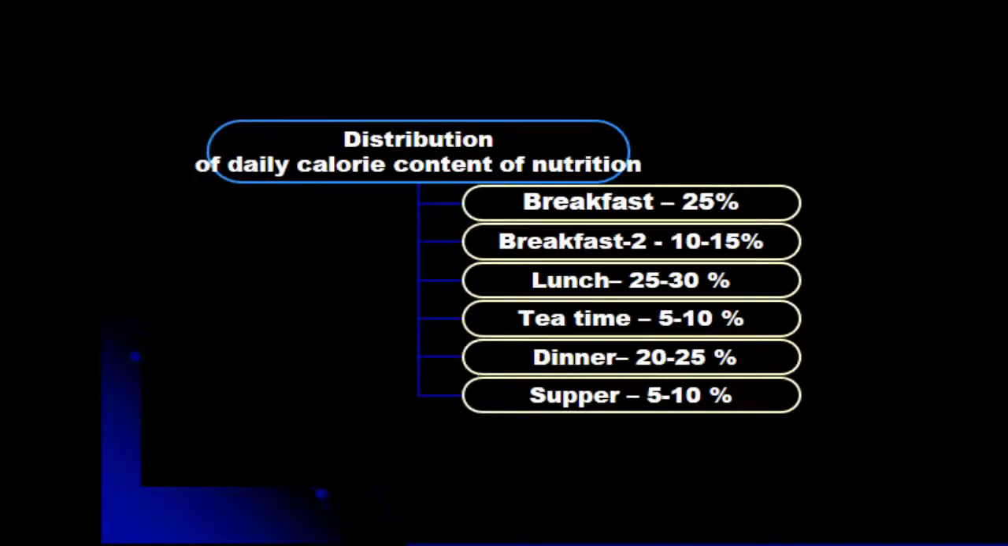Distribution of daily calorie content of nutrition. Breakfast 25%, breakfast 2 10 to 50%, lunch 25 to 30%, tea time 5 to 10%, dinner 20 to 25%, supper 5 to 10%.